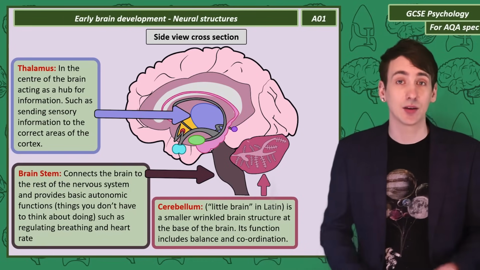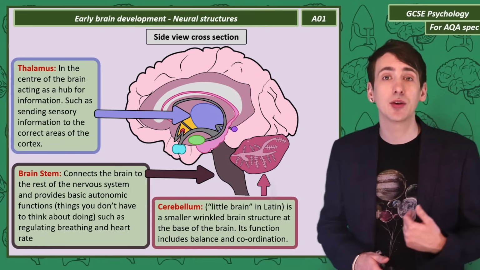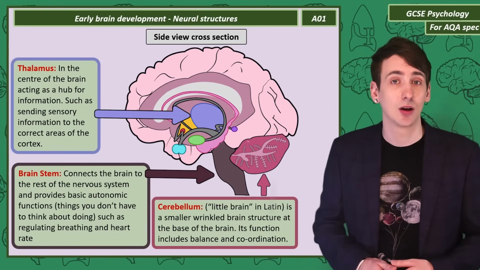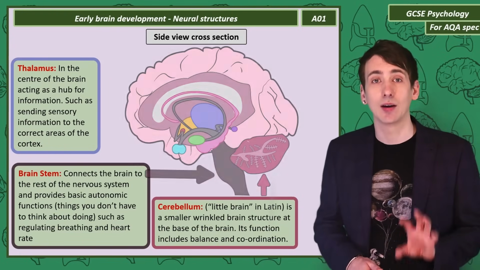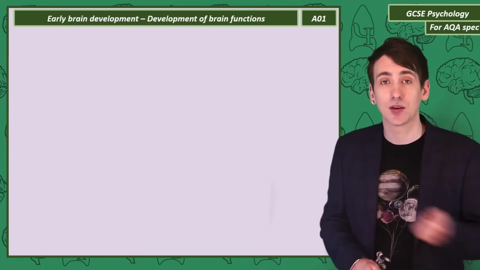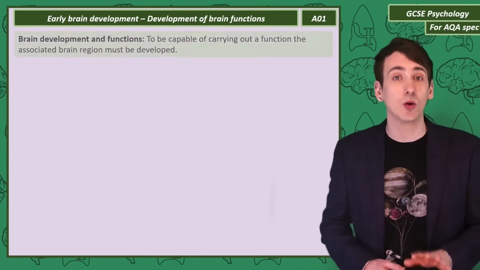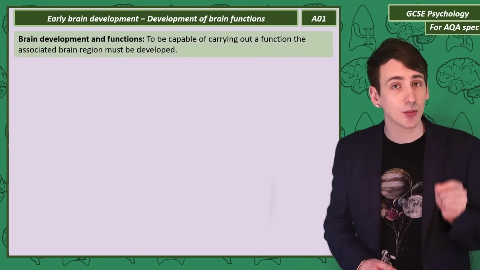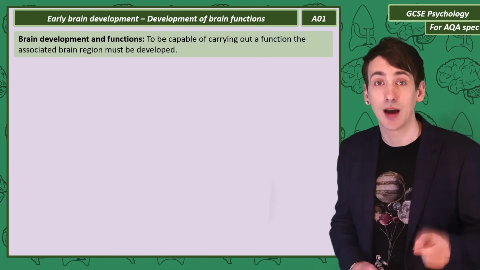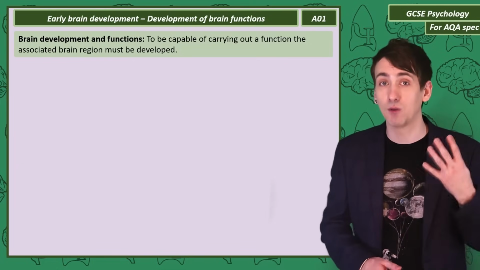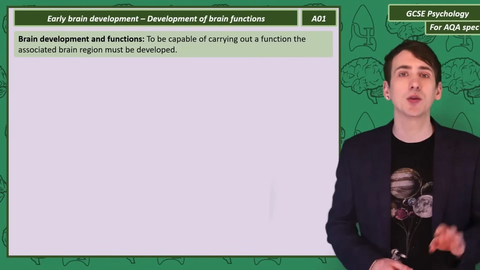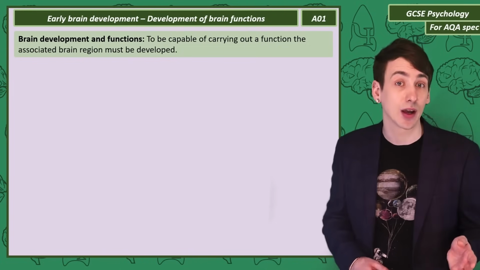So that was a quick guide to early brain structure and some of the neural structures they develop into. We now need to clearly explain how brain development is linked to function. Let's start by saying in order to carry out a function, the part of the brain responsible for that function needs to develop. You can be asked about 4 functions. So it's important to understand the brain regions that are associated.